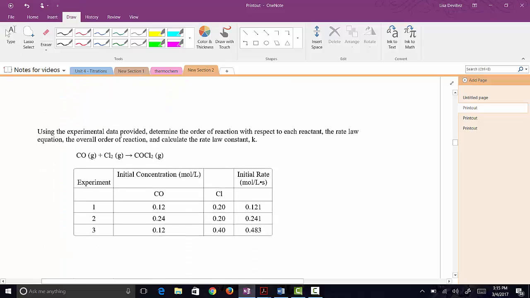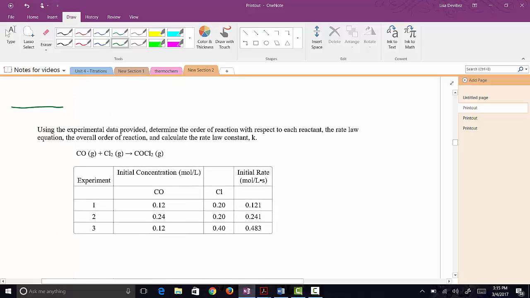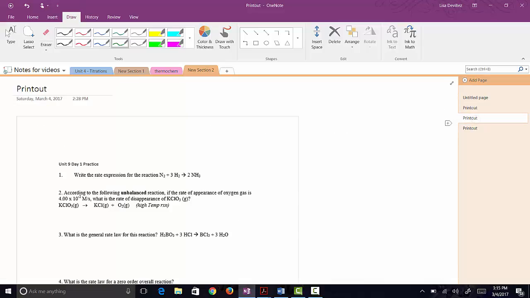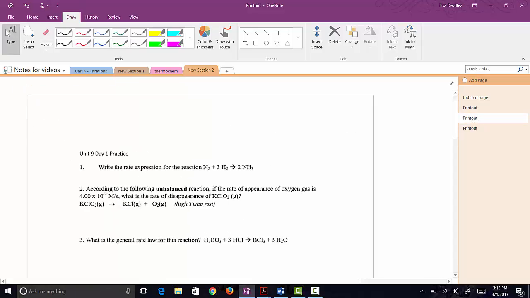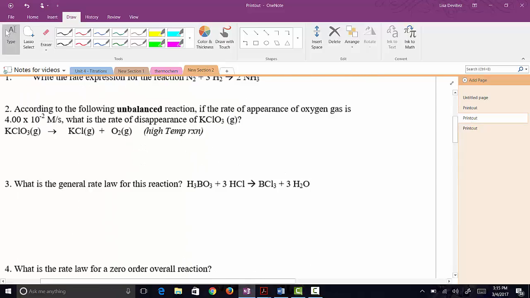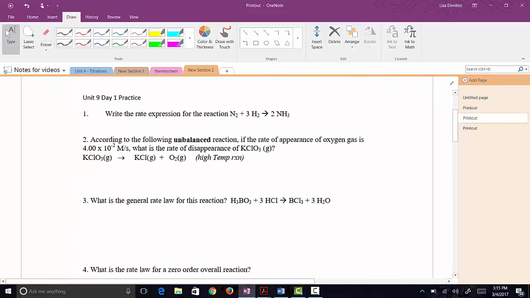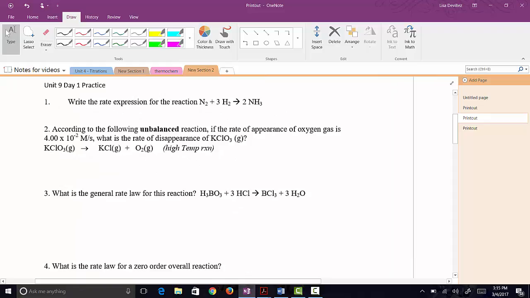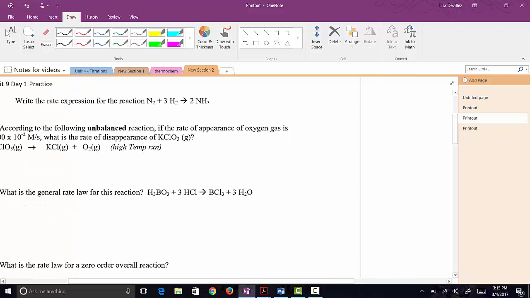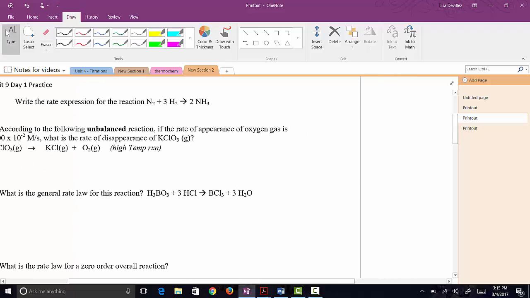Okay, so right here in the notes, this is where we're going to pick up on day 2. So now we're going to jump to our extra practice in here. Okay, so let's look at this. So we've got, all right, it wants, write the rate expression for that reaction. Okay, now, rate expression, that means we're writing relative rate expressions.